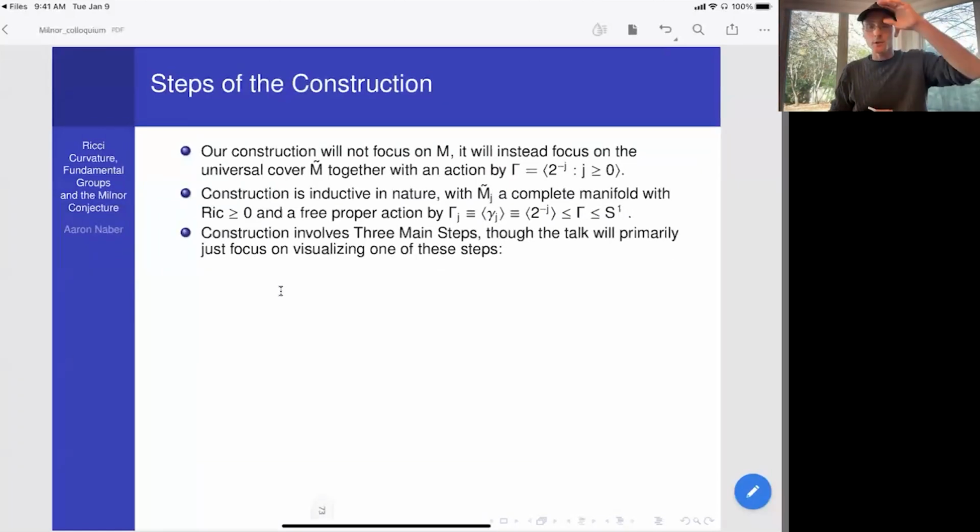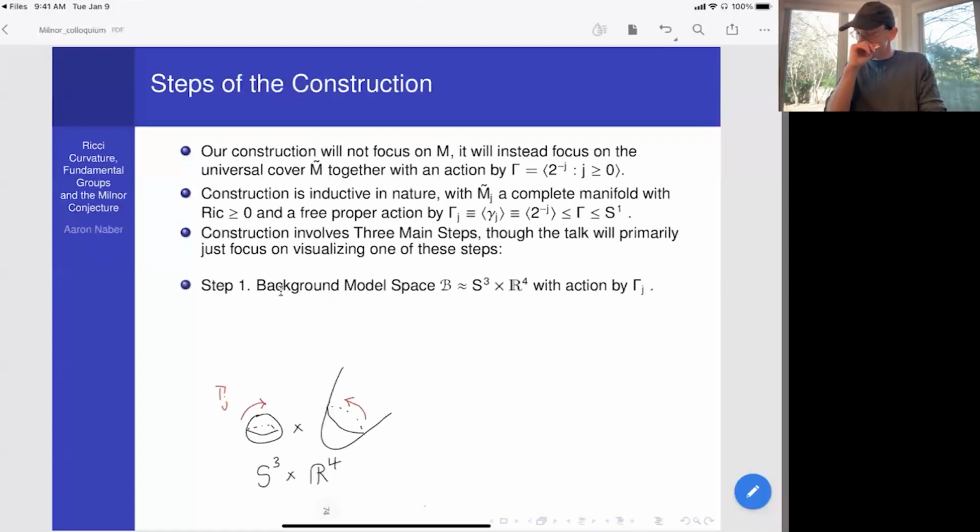So the construction itself is going to involve 3 main steps. So I will primarily focus on discussing and visualizing one of these steps. So the place to start is the following. Topologically, what we're going to be doing here is taking a lot of copies of S3 cross R4 and gluing them together in some fairly wonky ways. So our base background space that you always want to start with, we're trying to build MJ in the end, like this J step of our construction.